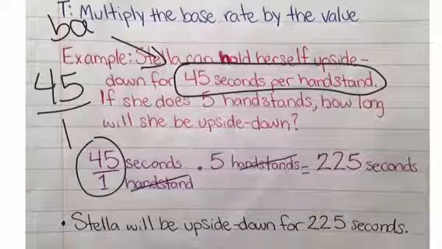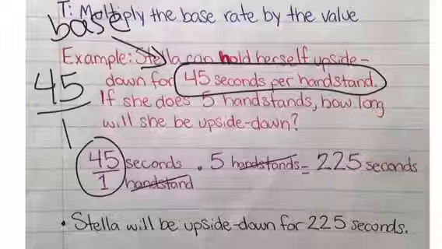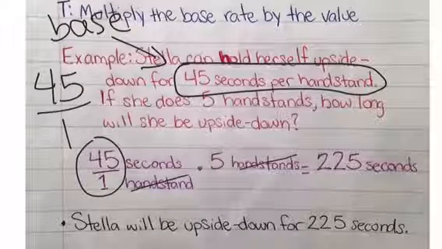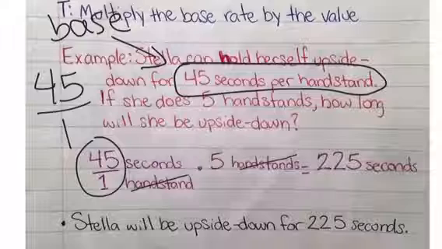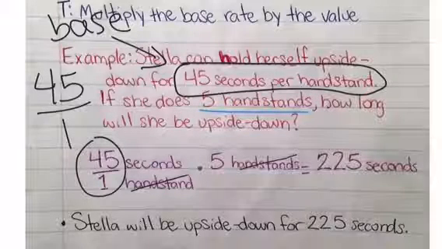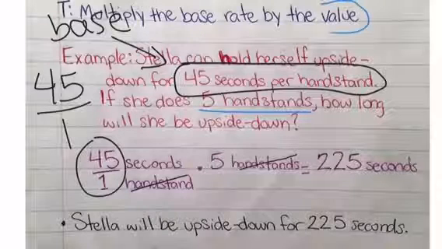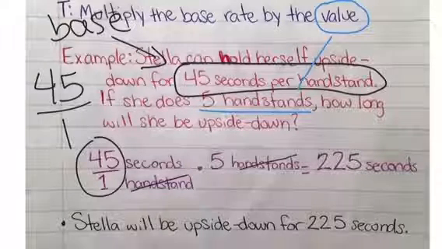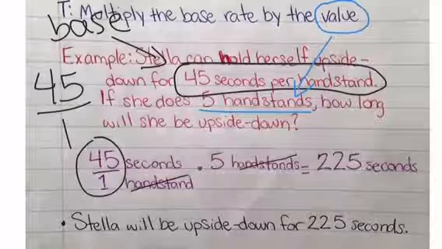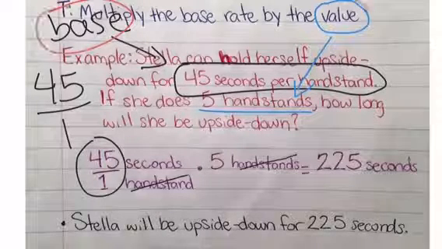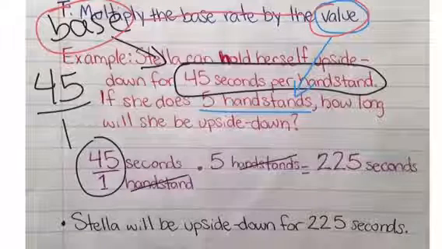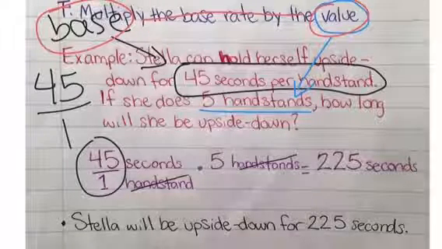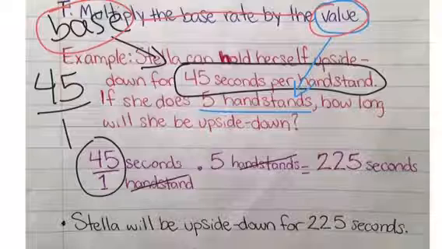This is our base because it's what we start with. Then we come down here and see the question, if she does 5 handstands, how long will she be upside down? So that is our new value. That's what we're trying to figure out. So we combine our base with our value. We're going to multiply it, and you'll see how to do that in just a second. Let me get rid of all this stuff because I bet that's pretty annoying.